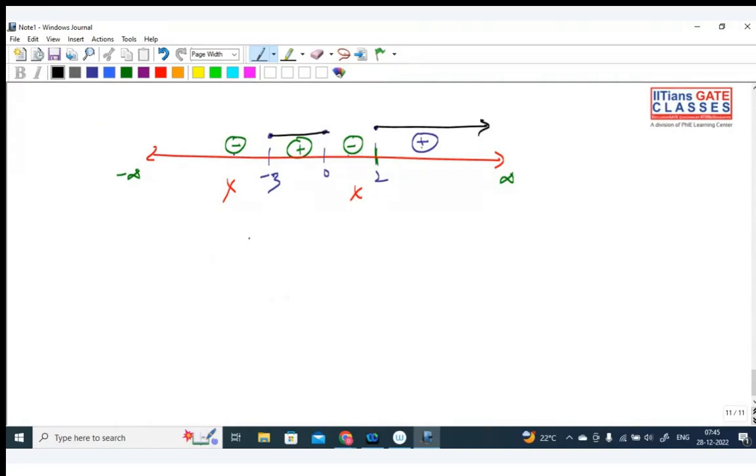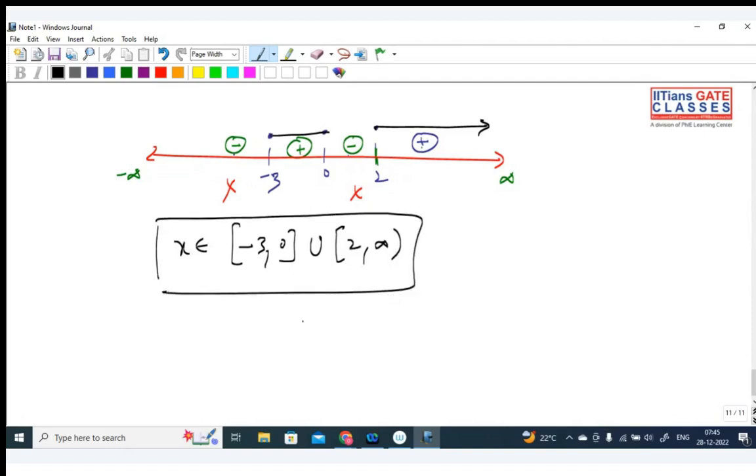So minus 3 and 0 will be in a closed interval, union 2 included and infinity not included. So you can say that this is the x. How many of you understood completely and can confidently answer the question?